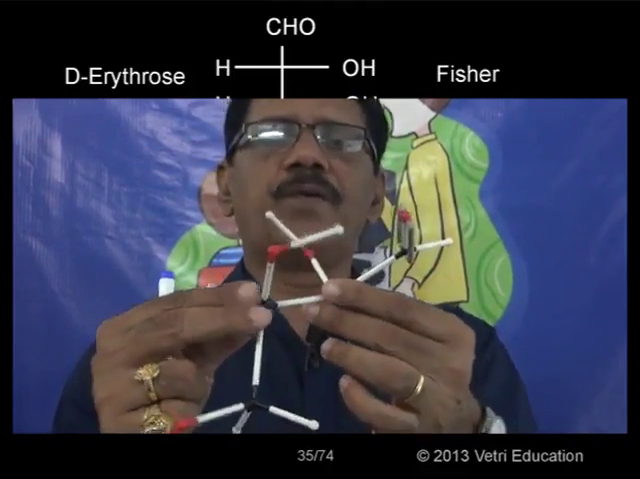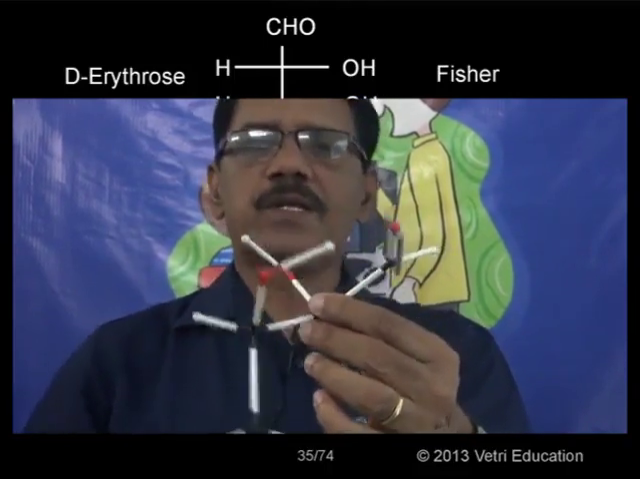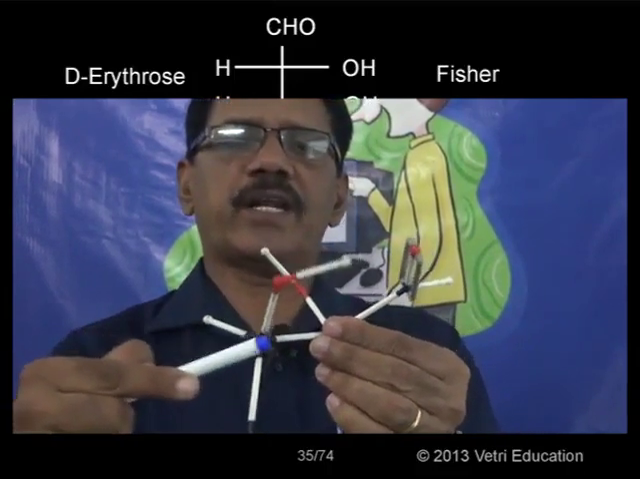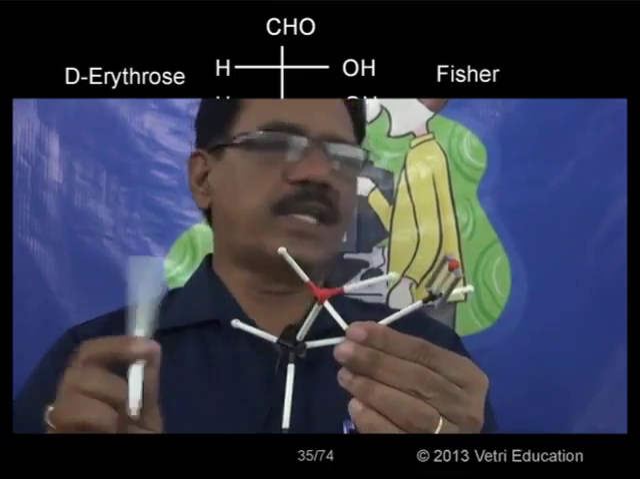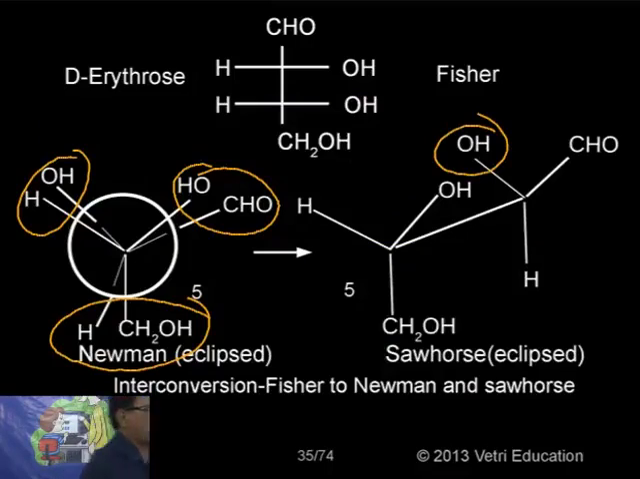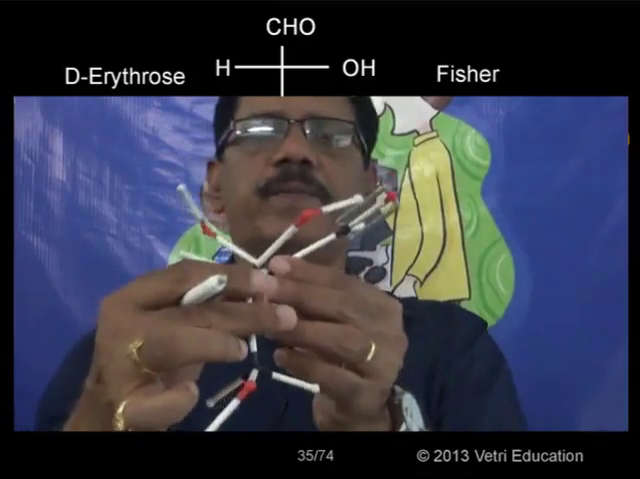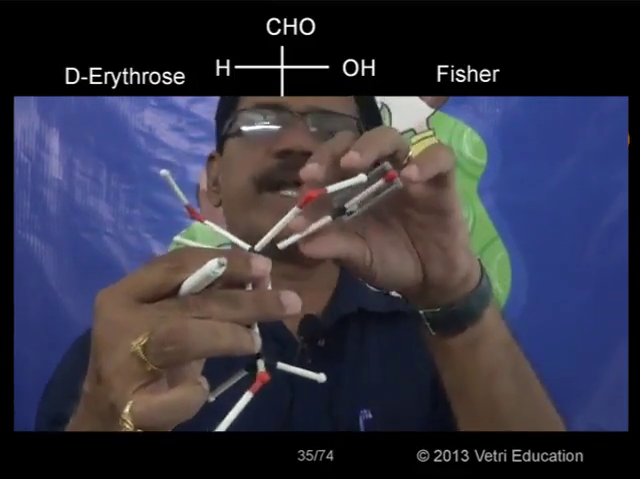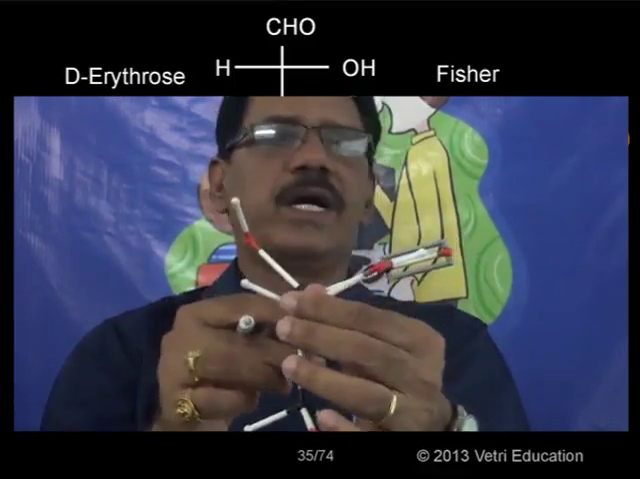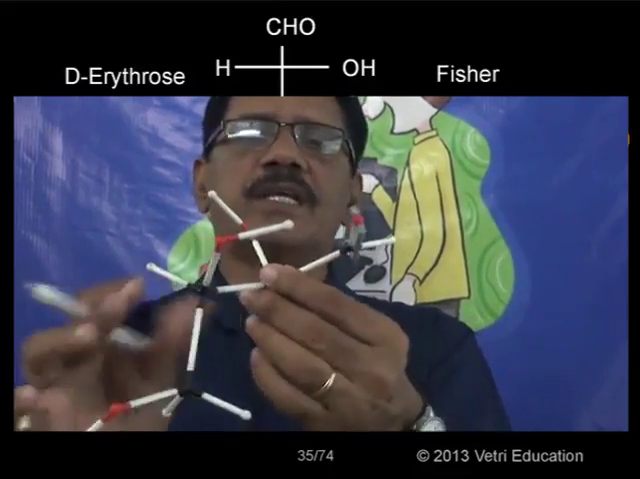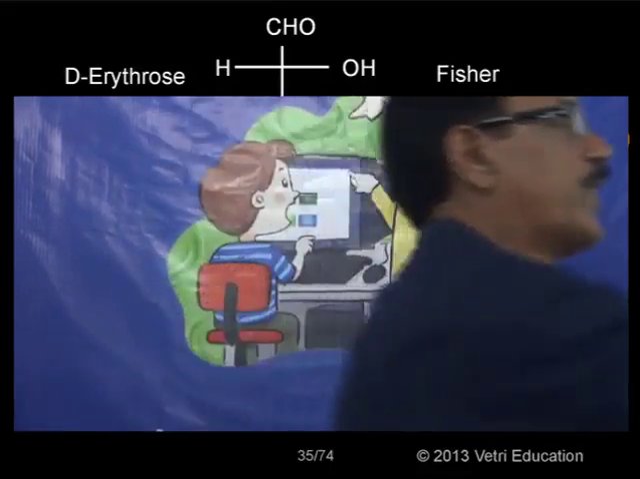Again, as usual, view it according to Sawhorse. Now you are seeing the carbon-carbon bond length. This is very near, this is far away. In that case, automatically on your left here is OH, on your right it is CHO, and below it is H. Kindly look here: below, H, on your left OH, on your right CHO. So this is automatically the eclipsed form of the Sawhorse projection. This is the Sawhorse eclipsed form. Let me go for the next one.